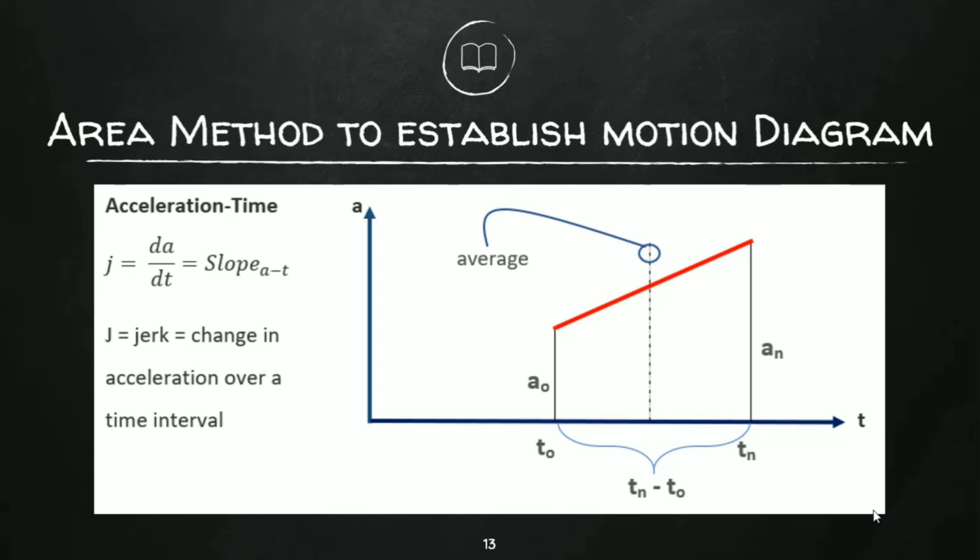So we have here the red line describing the change in acceleration over a period of time. So we have here your first acceleration or initial acceleration and your final acceleration, and the difference between the time intervals.